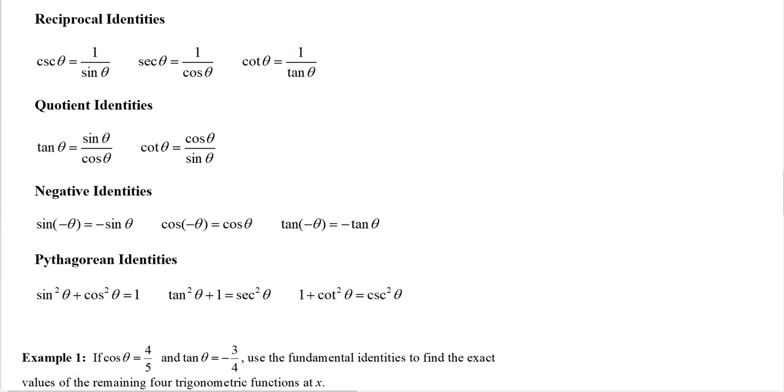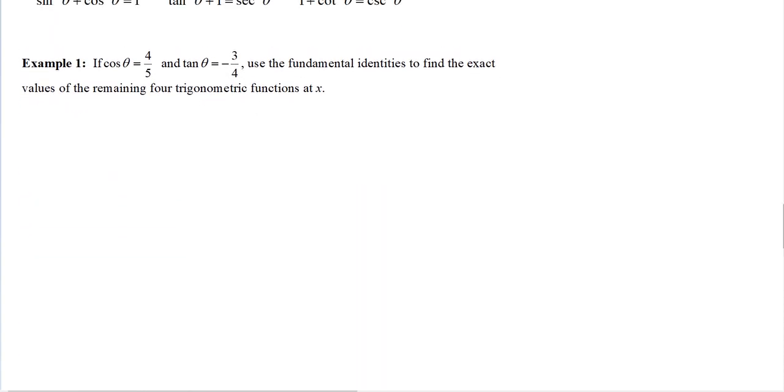Now, I combined all the identities. How do I use these identities, which we'll call the fundamental identities? So when they mention fundamental identities, it's the reciprocal, quotient, Pythagorean, and negative identities. Now let's look at one example. How do I use these identities?